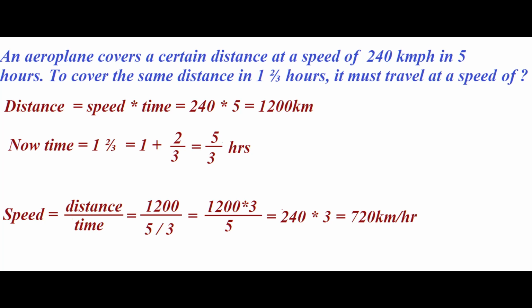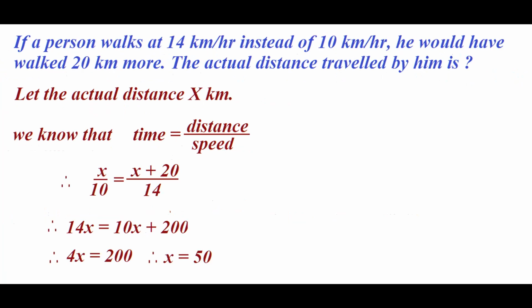km per hour. If a person walks at 14 km per hour instead of 10 km per hour, he would have walked 20 km more. The actual distance traveled by him is. Let the actual distance be x kilometers.